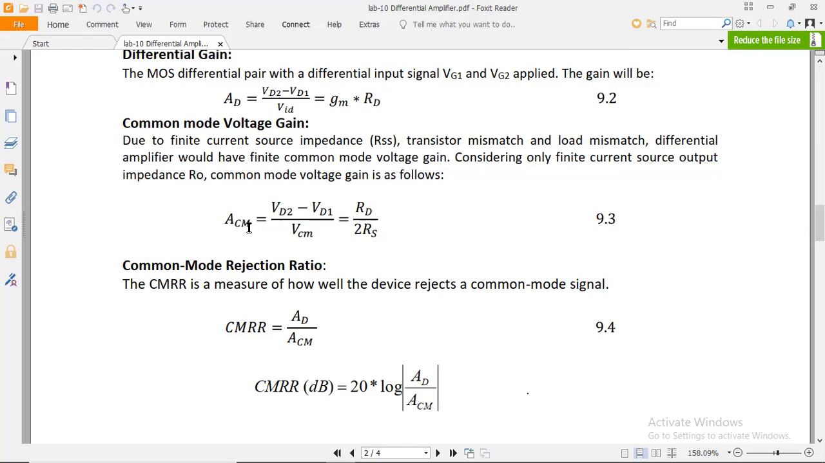That is common mode gain. Common mode gain, how can we find it? VD2 minus VD1, the differential output voltage, divided by the common mode voltage. Common mode means both the voltages are the same because both the supplies are the same. So this ratio is called the common mode gain. Similarly, the drain resistance divided by 2 times the source resistance, that particular ratio can also provide the common mode gain.